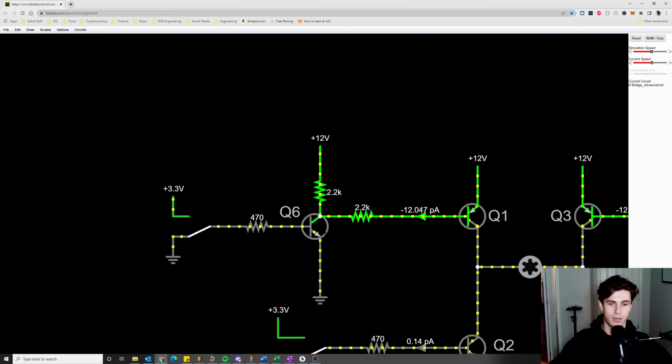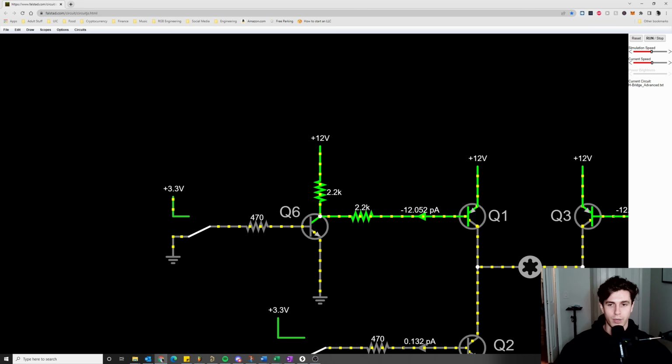Then whenever I apply 0 volts to this pin, Q6 is no longer conducting to ground. It's cut off, meaning this is like an open switch right here. So this node right here is essentially pulled up to 12 volts through this pull-up resistor. So what we're effectively doing is toggling this little node between 12 volts and 0 volts, which is exactly what we need it to be in order to use the PNP transistor.